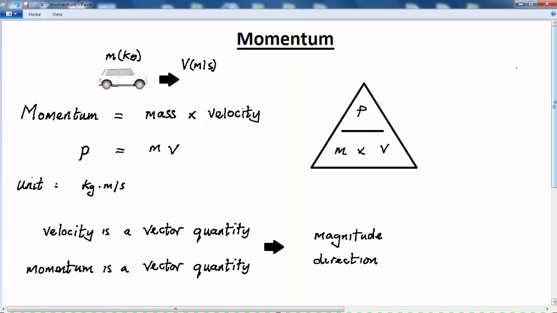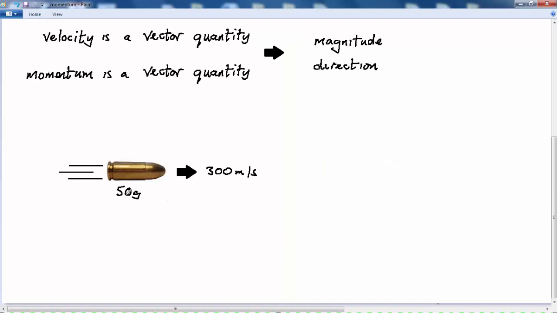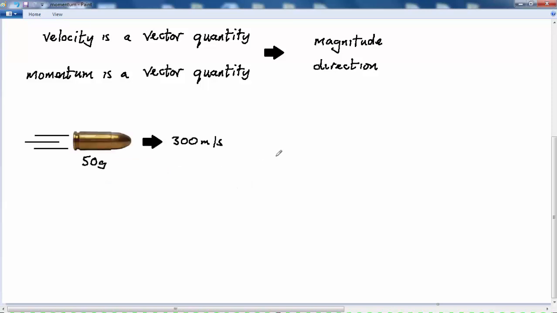Let's just have a look at an example. So you've got a bullet with a mass of 50 grams travelling at a speed of 300 meters per second. You have to calculate its momentum. Well, again, that's easy. We know that the momentum is equal to mass times the velocity.